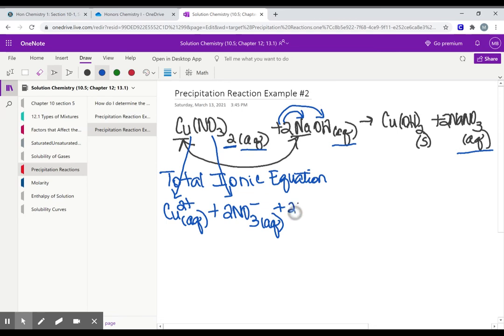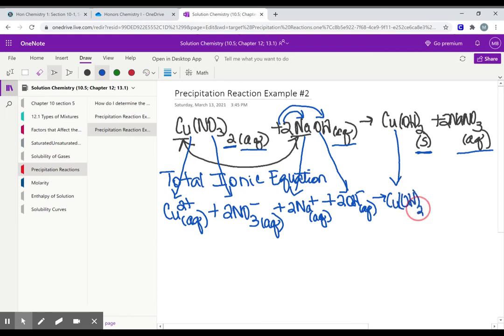So we're going to have 2 sodium ions, and we can determine the sodium charge based upon its location on the periodic table. And we have 2 hydroxide ions. Again, hydroxide we can look up on the chart of polyatomic ions. Remember that our precipitate, which is the insoluble solid, is not going to dissociate. So we're just going to rewrite it exactly as it appears in the balanced chemical equation.